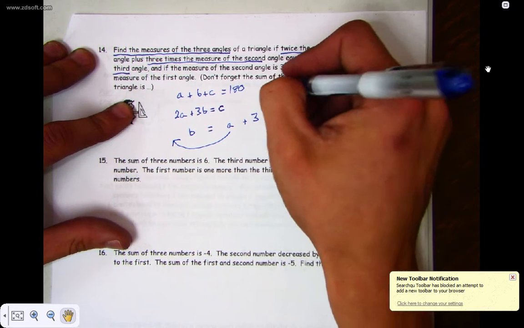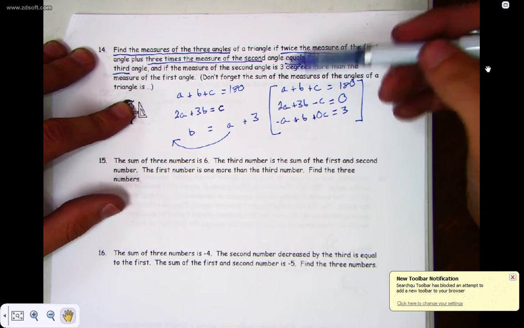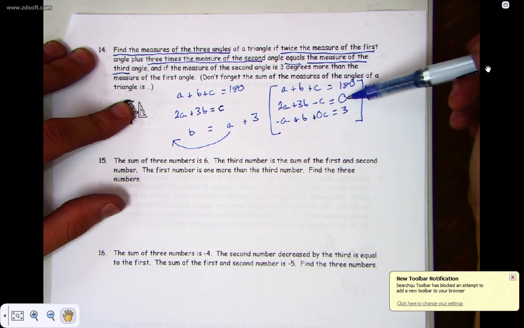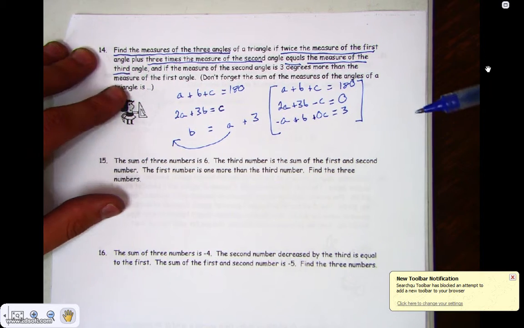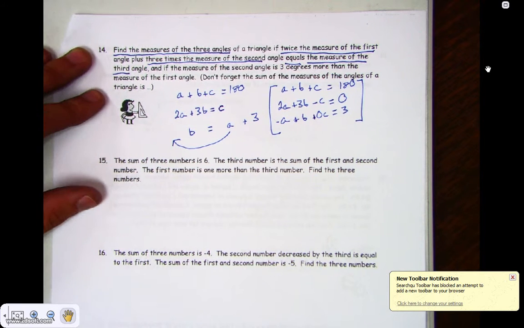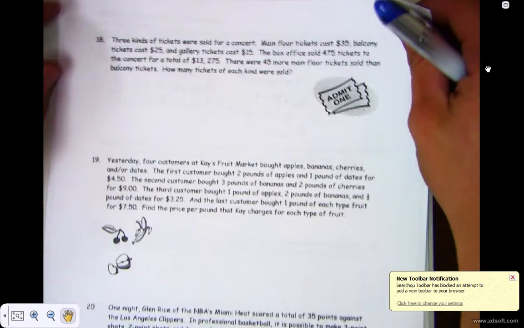Here are my 3 equations that I put in my matrices. 1, 1, 1, 180, 2, 3, negative 1, 0, negative 1, 1, 0, 3. That's what I put into my matrices. I'm going to go ahead and do, let's see, one more. Let's start with this one right here.